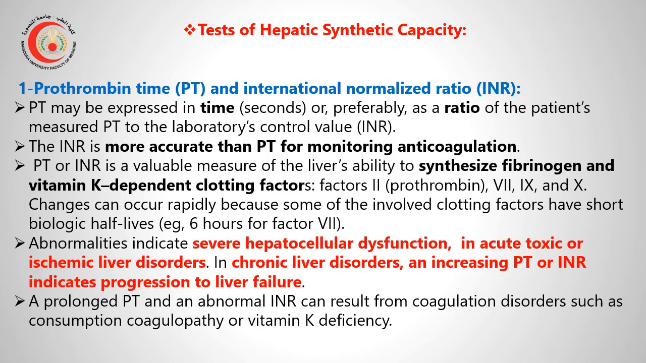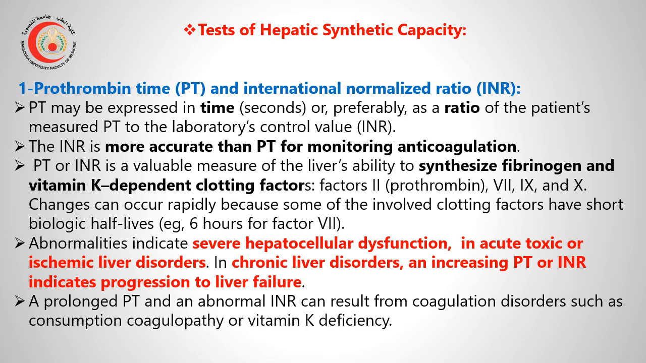The third group of tests are the tests that assess the hepatic synthetic capacity. Prothrombin time may be expressed in time, presented in seconds, or alternatively as a ratio of the patient's measured prothrombin time in relation to the control value. The INR is more accurate than the prothrombin time for monitoring anticoagulation.